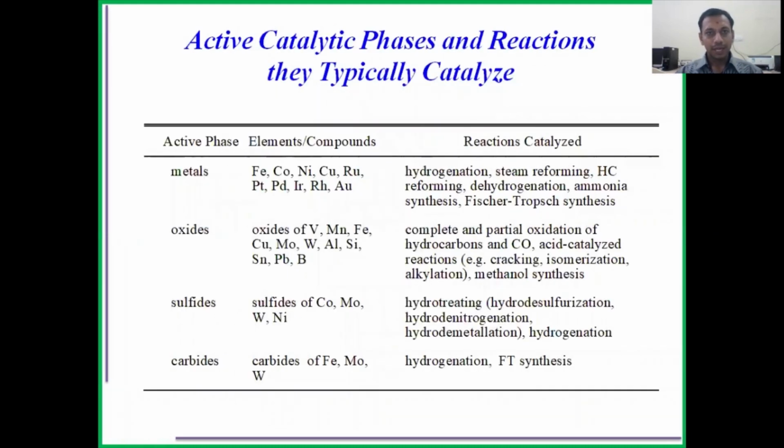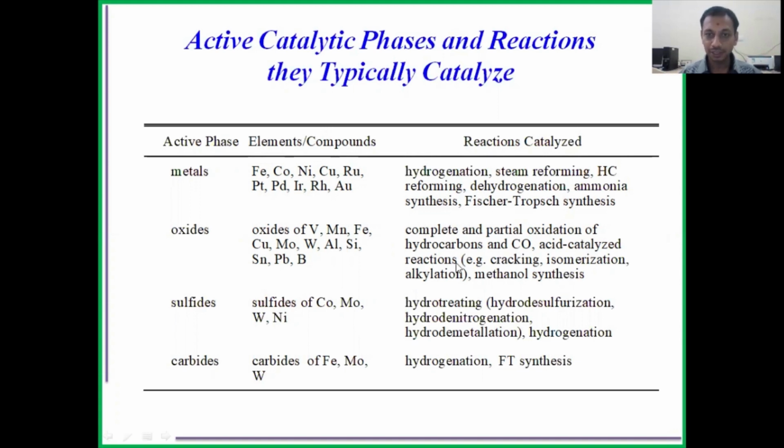So here, the active catalyst phases typically catalyze different reactions. Hydrogenation, steam reforming, these types of catalyzed reactions are possible. Fischer-Tropsch synthesis is possible by using these types of elements and compounds. You can make the compounds from this metal also. By using this oxide, we can do the partial oxidation of hydrocarbons and CO.